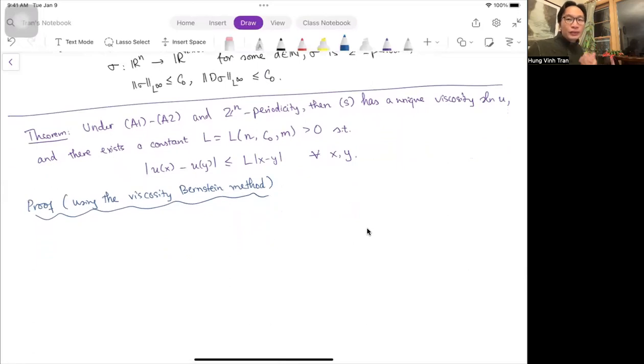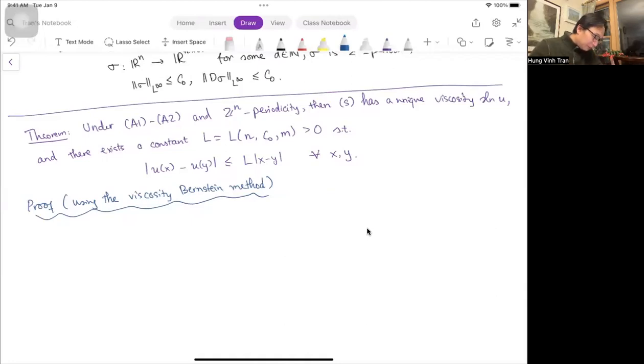Basically, we're going to utilize the doubling variable method, and we will try to differentiate the equations and do steps sort of along the same line as the normal Bernstein method. But you will see that what we do is really different, because we need to do it correctly in the viscosity framework without smoothing things out.